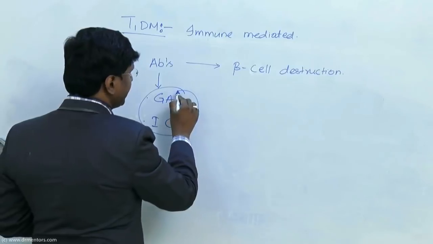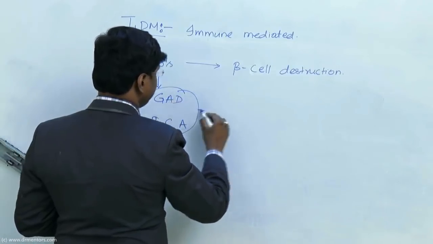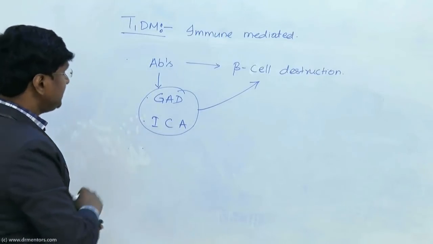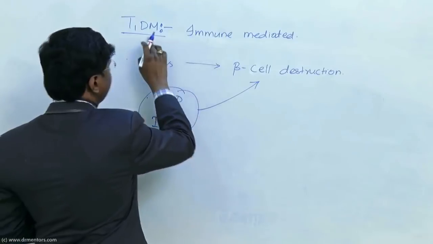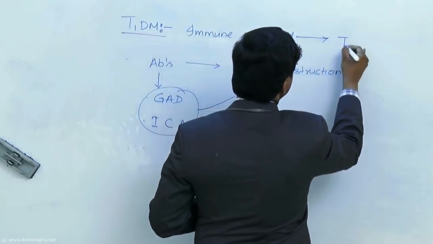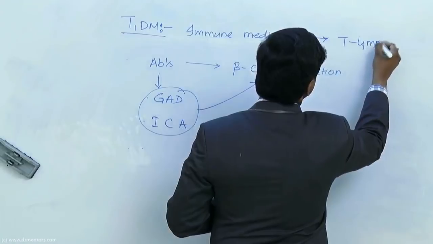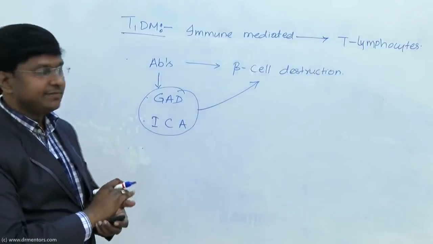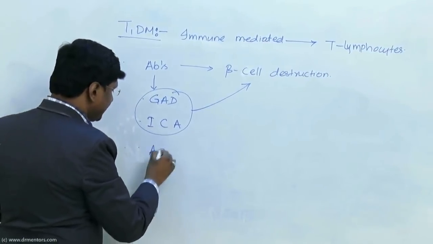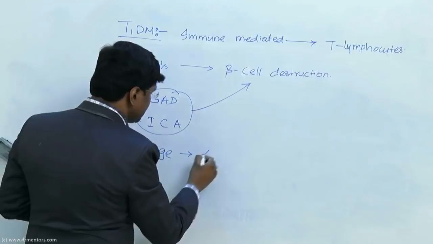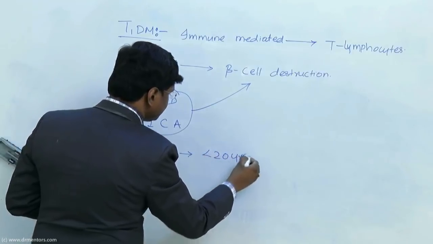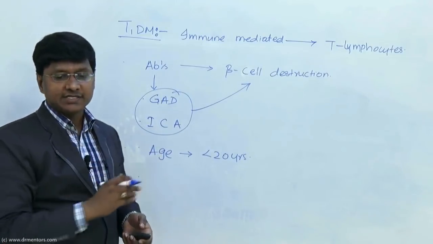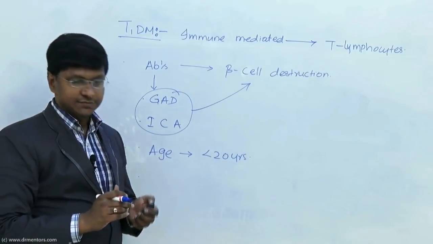These antibodies are produced against the beta cells and they will cause the destruction of these beta cells. This immune mediated disorder of type 1 diabetes mellitus is mainly mediated by T lymphocytes. And the other important thing is the age at which you see type 1 diabetes mellitus: it is less than 20 years, and it will progress along with the age of the individual.